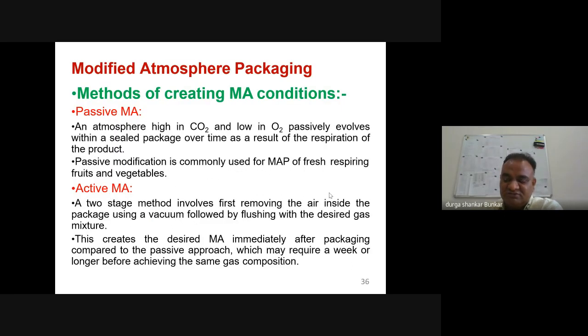So if you go for the MAP of meat, then we always use more than the atmospheric gases composition of oxygen. If we create the MAP condition, then there are two techniques: one is passive and another is active. If we go for the passive, then the atmosphere high in CO2 and low in O2 passively evolves within a sealed package.